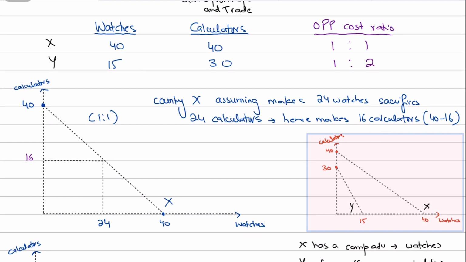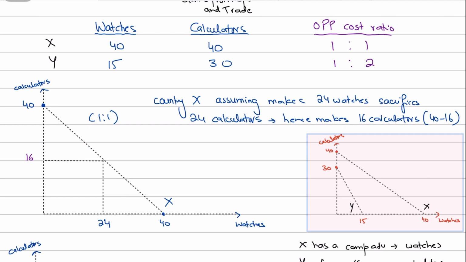So let's say, hypothetically speaking, that country X is making 24 watches. Country X could make a maximum of 40 watches with 0 calculators, but right now it's making 24 watches. How many calculators will it need to sacrifice? It will need to sacrifice 24 calculators, since the opportunity cost ratio is 1:1. So if it forgoes 24 calculators, it ends up making 16 calculators, because 40 minus 24 is 16, right?